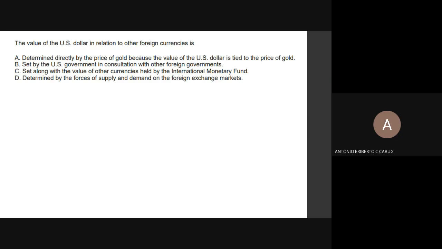Again, the value of the US dollar in relation to other foreign currencies, okay. How is this set or determined? 30 seconds. Go.